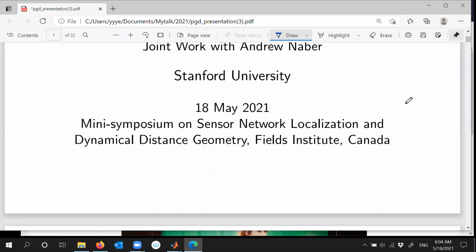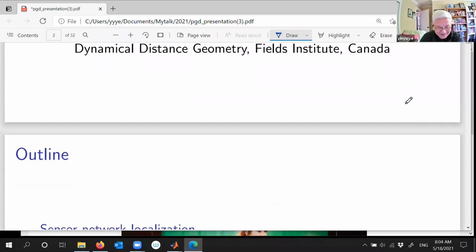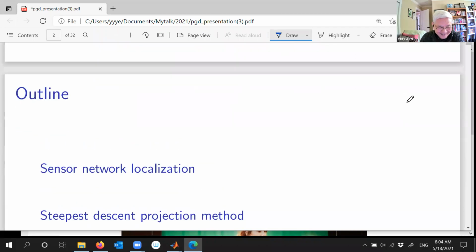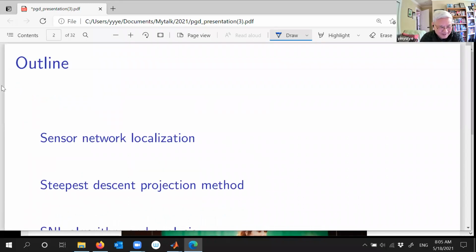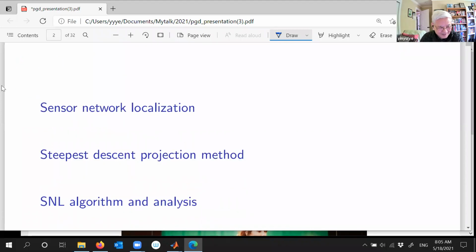Okay, so let me just scroll down. Sensor network localization: I'm going to give a very quick introduction. For this audience, people probably already know what it is. Then I'm going to talk about a very simple method called the steepest descent projection method.